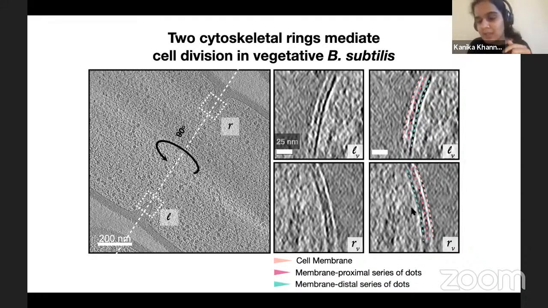And the dots which are a little bit away from the membrane now correspond to this ring in blue, which is the membrane-distal ring. So this was really exciting, that we know that the proteins which we are seeing near the invaginating septum, they're not just any proteins, but they correspond to cytoskeletal rings, which are likely involved in cell division. And these are just the movies which are going through different slices of the tomogram.